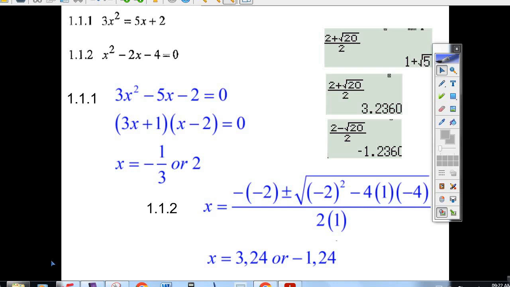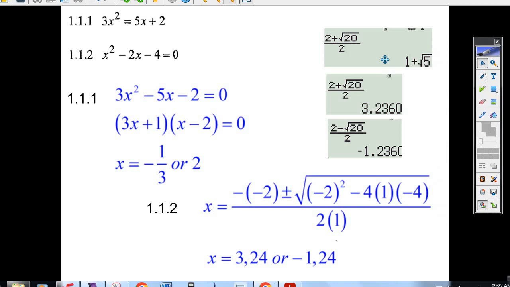Okay, this is the June 2023 tutorial, and let's just get started here. Here we go: 3x squared equals 5x plus 2. Well, they give you a mark for just subtracting 5x and subtracting 2 from both sides, making it into standard form, so it equals 0 there.